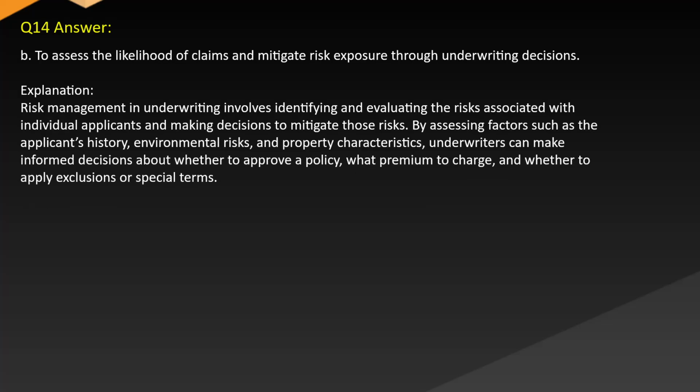Answer: B. To assess the likelihood of claims and mitigate risk exposure through underwriting decisions. Explanation: Risk management in underwriting involves identifying and evaluating the risks associated with individual applicants and making decisions to mitigate those risks. By assessing factors such as the applicant's history, environmental risks, and property characteristics, underwriters can make informed decisions about whether to approve a policy, what premium to charge, and whether to apply exclusions or special terms.